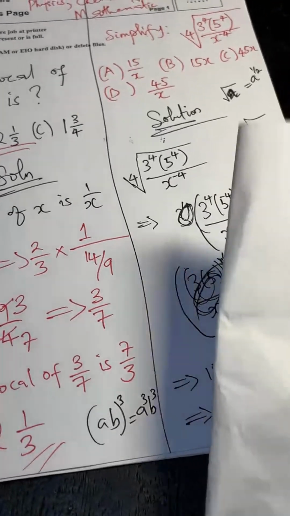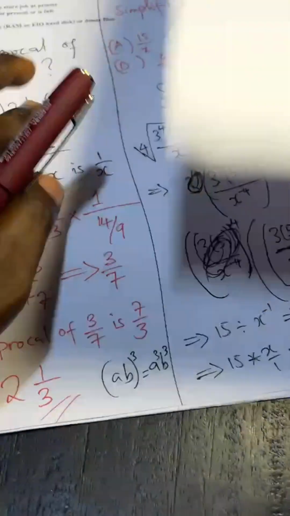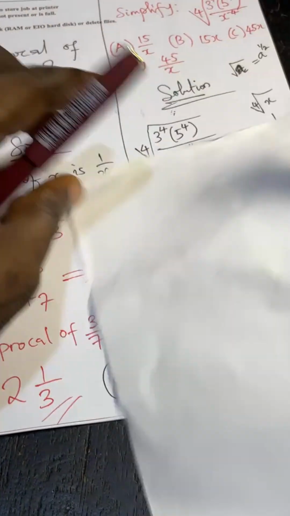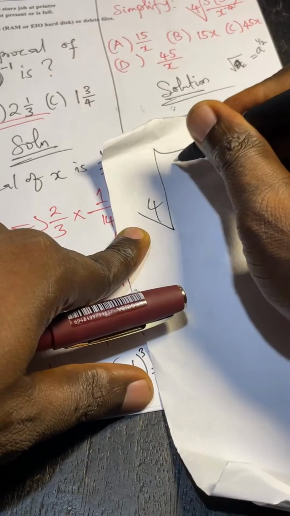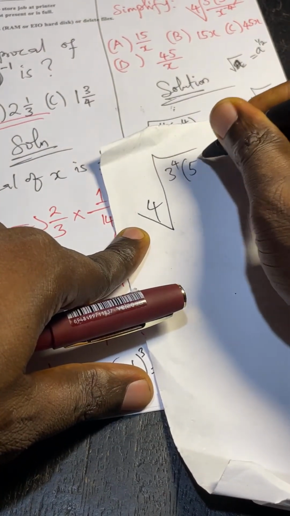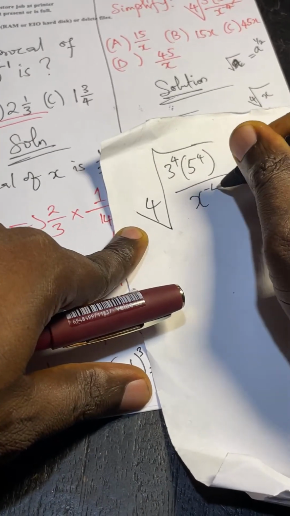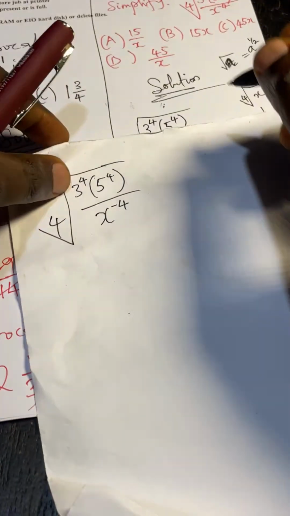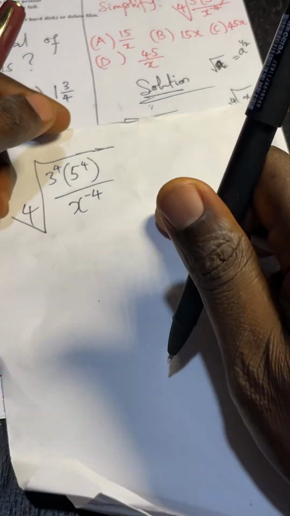Let me use a paper. Let's try to resolve it again. Don't forget, they say we should simplify the fourth root of 3 power 4 into 5 power 4 all over x power minus 4. So let's try to see how we can make it easier. Yeah, we should simplify this.